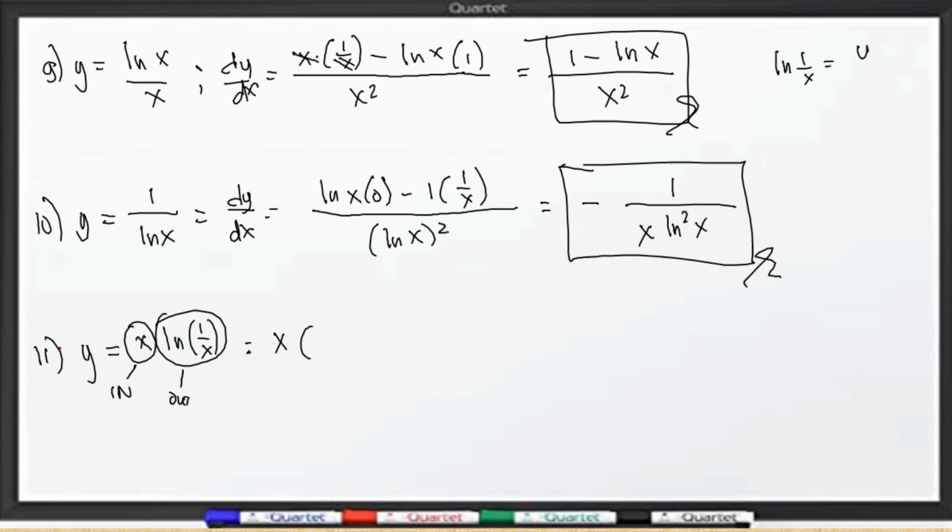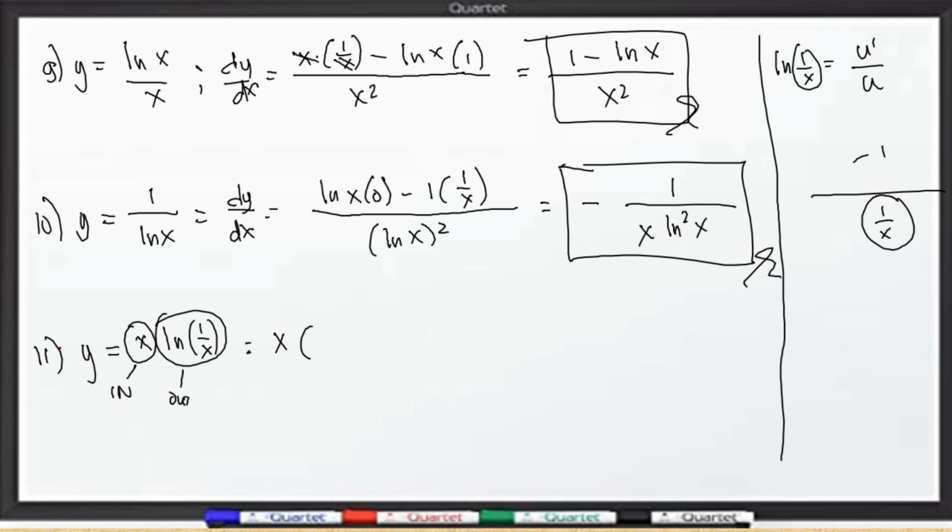Ang derivative niya is u prime over u. Ang u po natin ay 1 over x. Isulat nga po natin yan din. Ang u natin ay 1 over x. Yan po ang ating u. Ang derivative po ng 1 over x will be negative 1 over x squared. So, makakancel po yung isang x doon. Magyayari, negative 1 over x po ang magiging derivative natin. So, therefore, mangyayari po sa kanya is negative 1 over x.